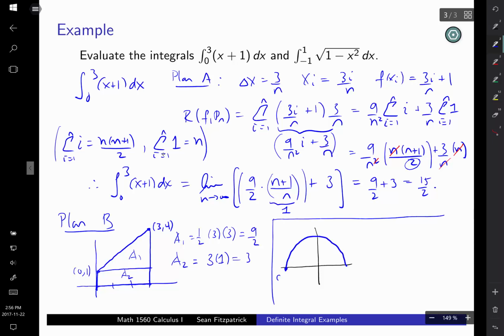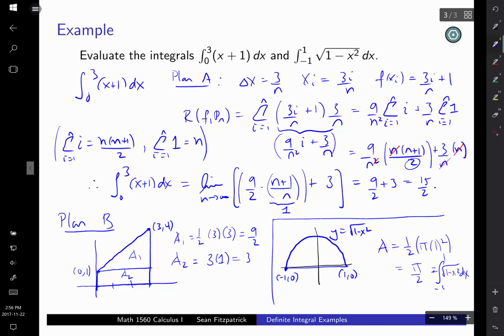Well, what is our graph? Our graph is just the top half of the unit circle, right? So we know what the area is. The area is, it's half of the unit circle. So the area of a circle is pi r squared. So pi times 1 squared. Okay, and it's half of that. So what is the area? Pi over 2. And that area there must be my integral.